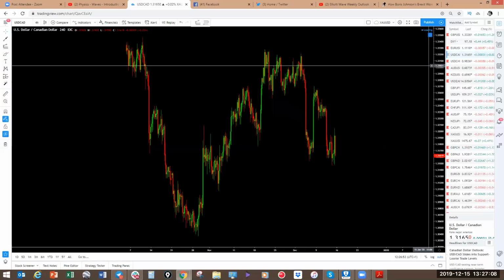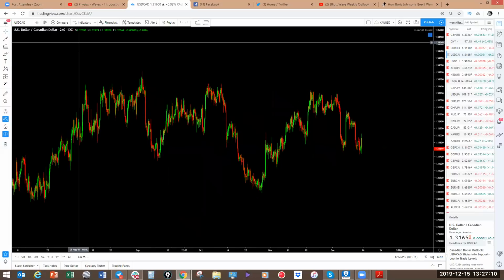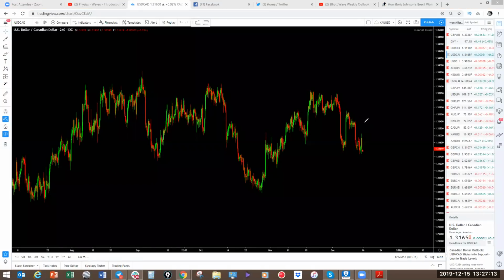Looking at the 4 hour, US dollar CAD. Last week, we thought it was going to make a bounce back here, do this, possibly make this structure here. Looks like we're getting a corrective structure here. So it looks like we're just going to have 1, 2, and the 3 to the downside.